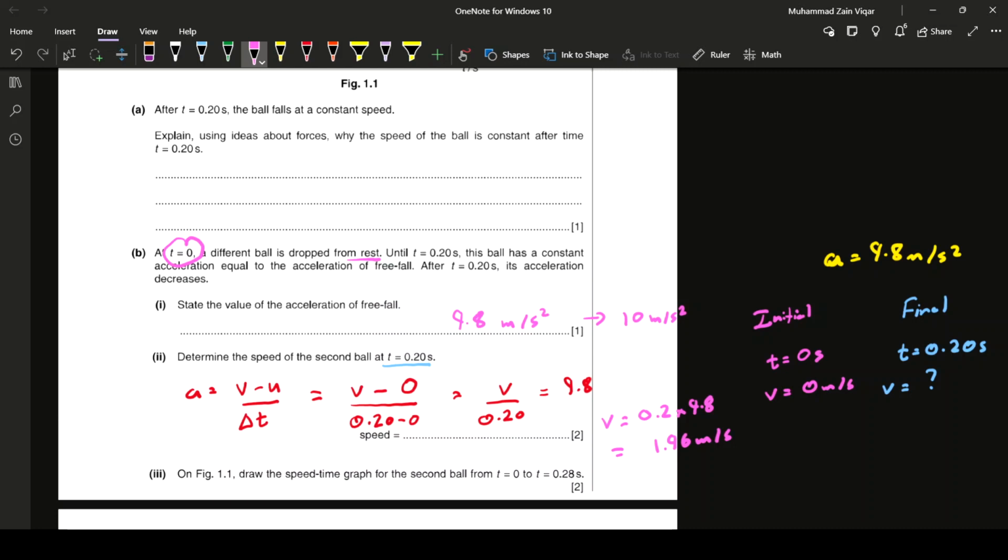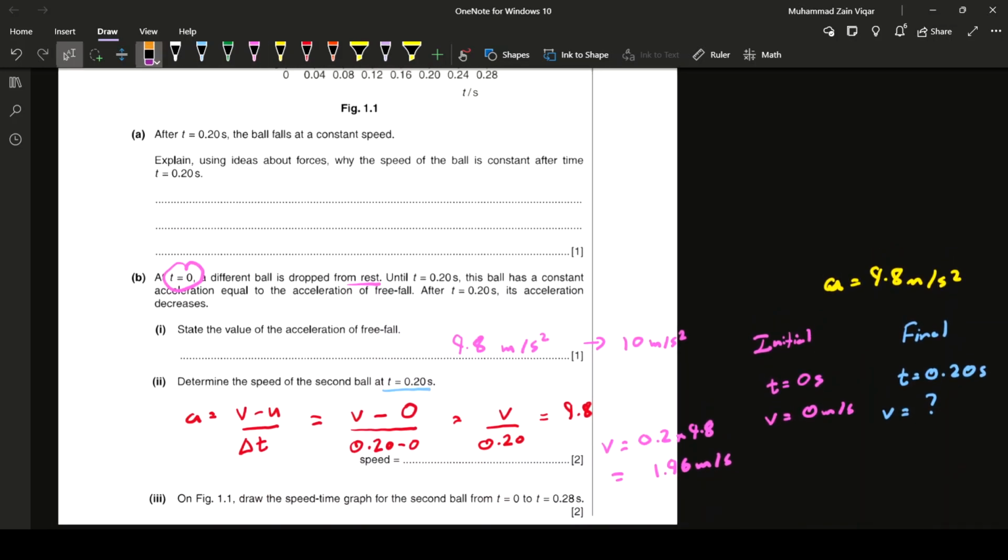On figure 1.1, draw the speed time graph for the second ball from time t equals 0 till time t equals 0.28 seconds. So that's what they're asking me. Now when I go to the graph, let me update this table of mine. As per the table, the final velocity is supposed to be 1.96 meters per second. So let's go to the graph.